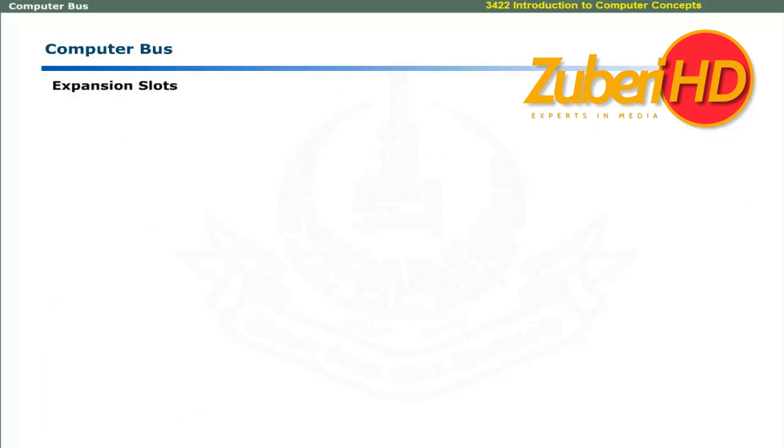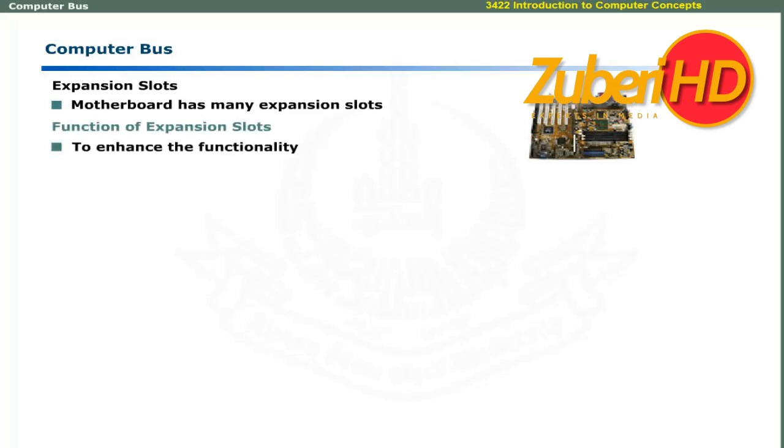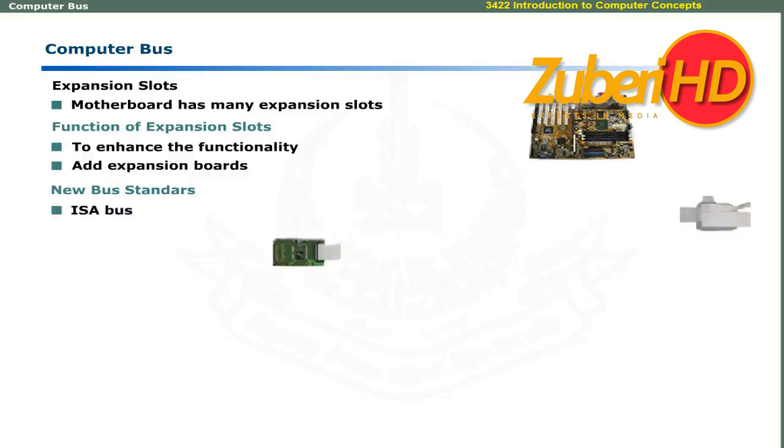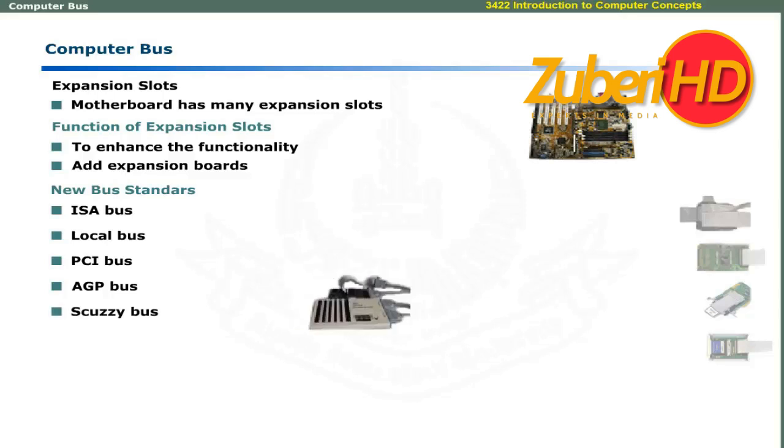Dear learners, the computer motherboard has many expansion slots. These allow you to enhance the processing functionality by adding expansion boards. A number of new bus standards have been introduced with the advancement in microprocessor technology. These include ISA bus, local bus, PCI bus, AGP bus, SCSI bus and USB bus.